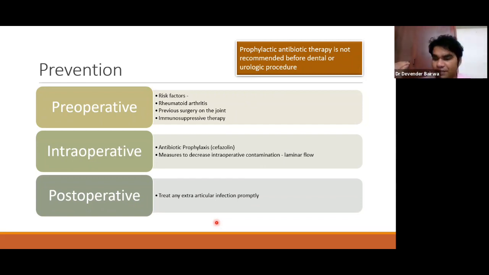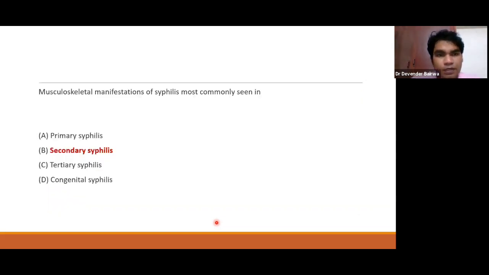So this was a long discussion about all these causes. I hope that whatever questions we discussed in the beginning, you would have got answers to them. Although I have highlighted those answers, let's see. The first question was: musculoskeletal manifestation of syphilis is most commonly seen in? The answer was secondary syphilis. After 6 weeks to 6 months of primary syphilis, they will develop myalgia, fever, and arthralgia. So most commonly it is present in secondary syphilis.